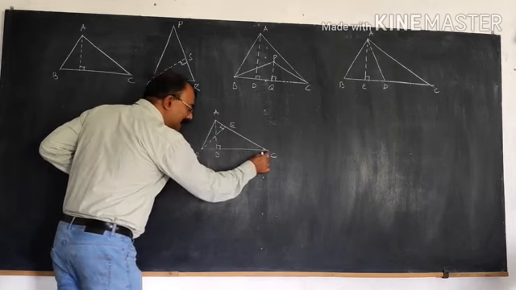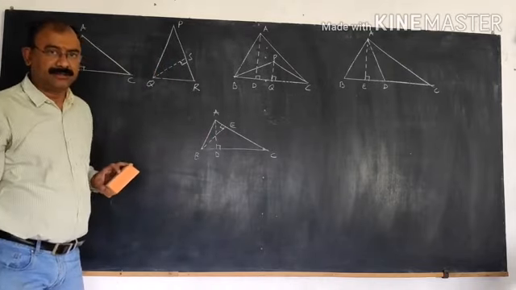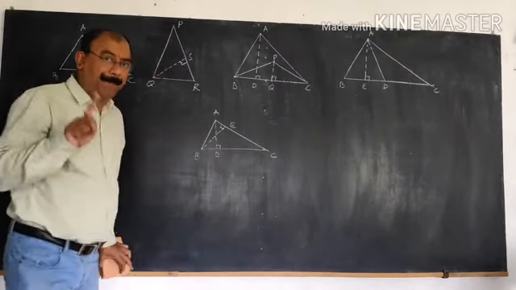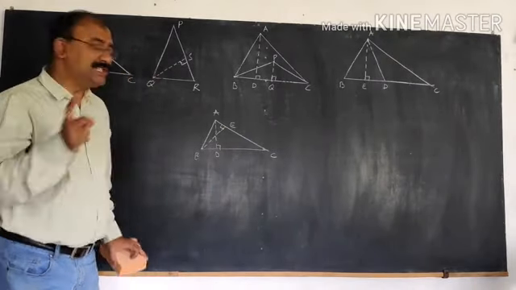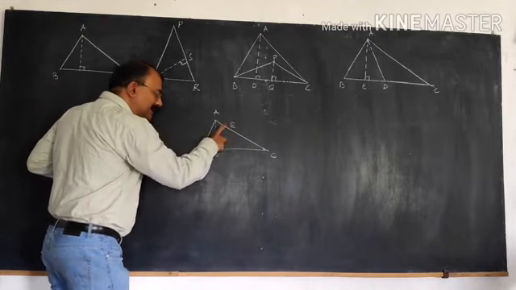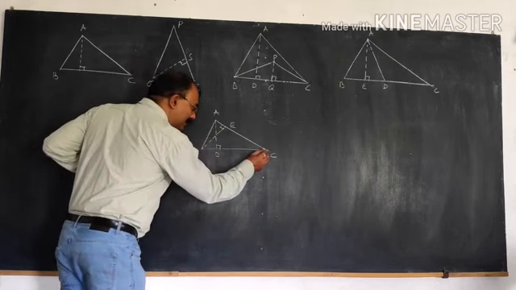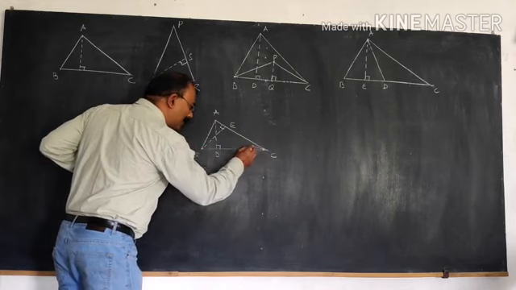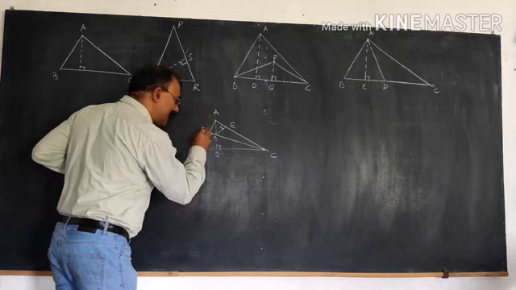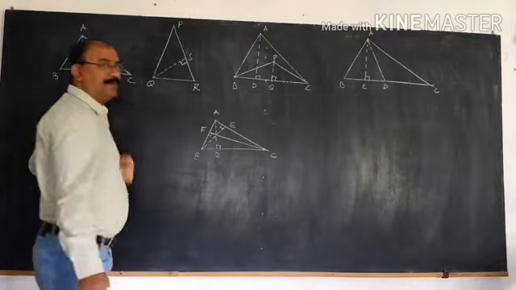So AC will be the base and BE will be the height. You cannot take this as the base and this as the height. So the pair of base and height is fixed. If this is the base, this will be the height. If this is the base, this will be the height. If you take AB as the base, then from vertex C, you will have to drop a perpendicular like this. Let us say that this point is F. So AB is the base and CF will be the height.